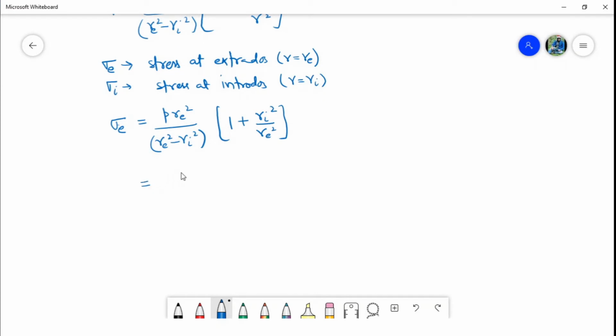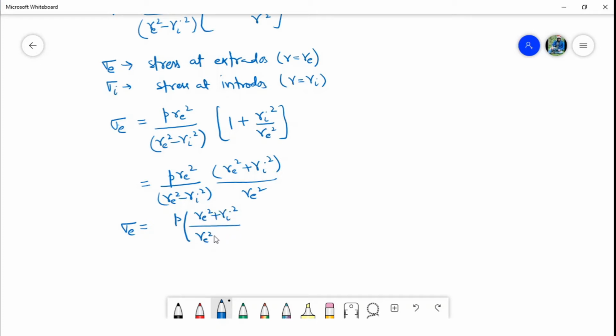So this will be equal to P Re square over Re square minus Ri square, times Re square plus Ri square over Re square. So sigma E will be given as P times Re square plus Ri square over Re square minus Ri square. Okay.